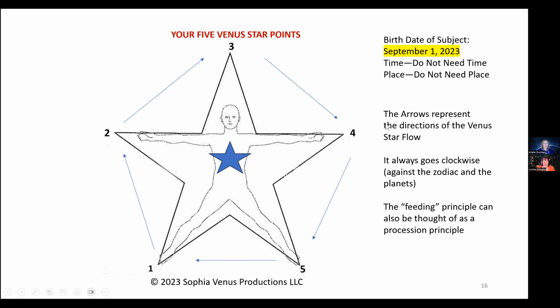Now, these arrows are important because this is the direction of the Venus star flow. It always goes clockwise, which is against the zodiac and the planets. And I called it the feeding principle. It could also be thought of as a precession principle, because this is what Venus actually does.